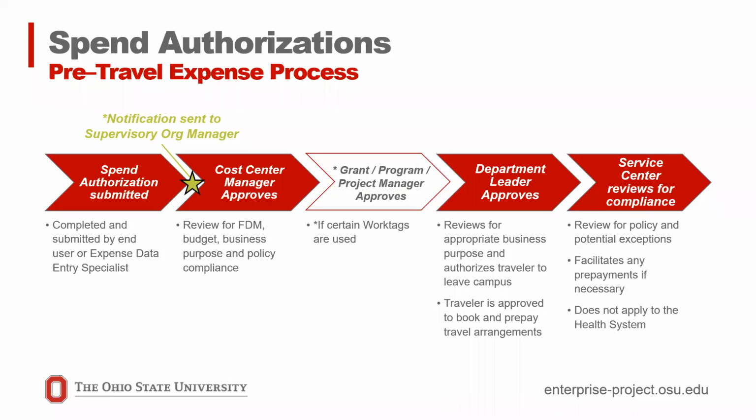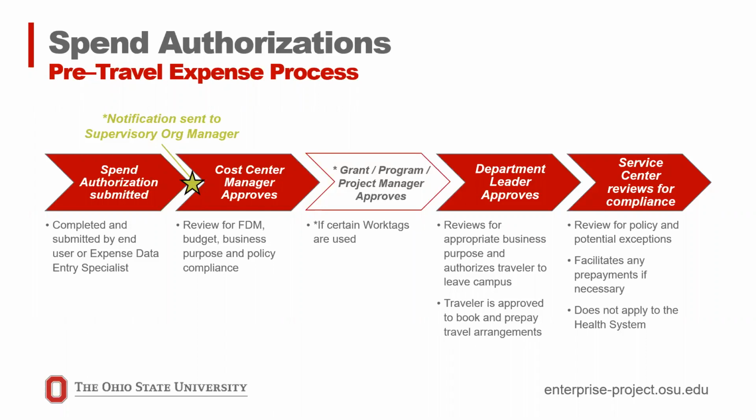The next step in the actual approvals would be the cost center manager. The cost center manager, very similar to what we talked about in procurement last time, will be able to review the transaction and adjust where needed in terms of FDM. So if there are some work tags that don't look right, they can add work tags, adjust those, and confirm there's budget for the request. They look at the business purpose for reasonableness, and they also perform any policy compliance checks at that point. So very similar again to the responsibilities on the purchase request.